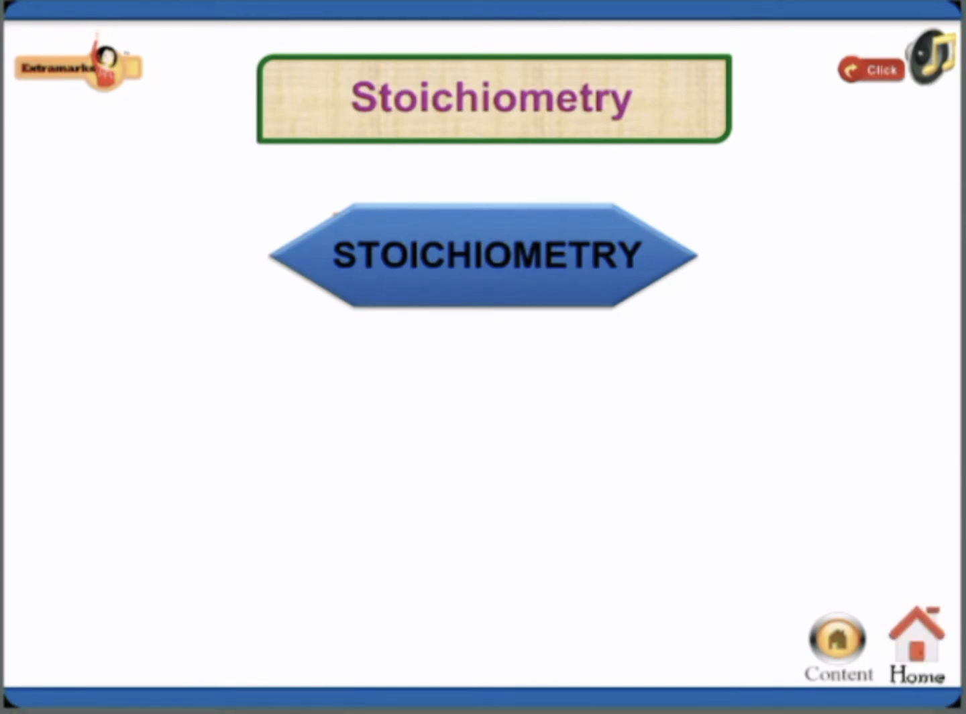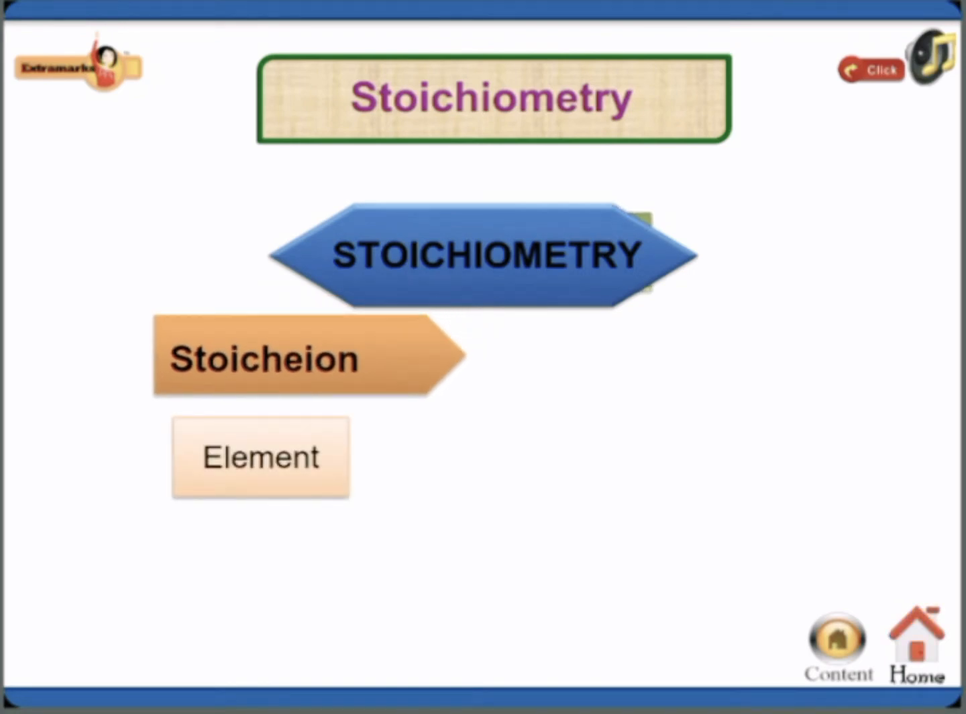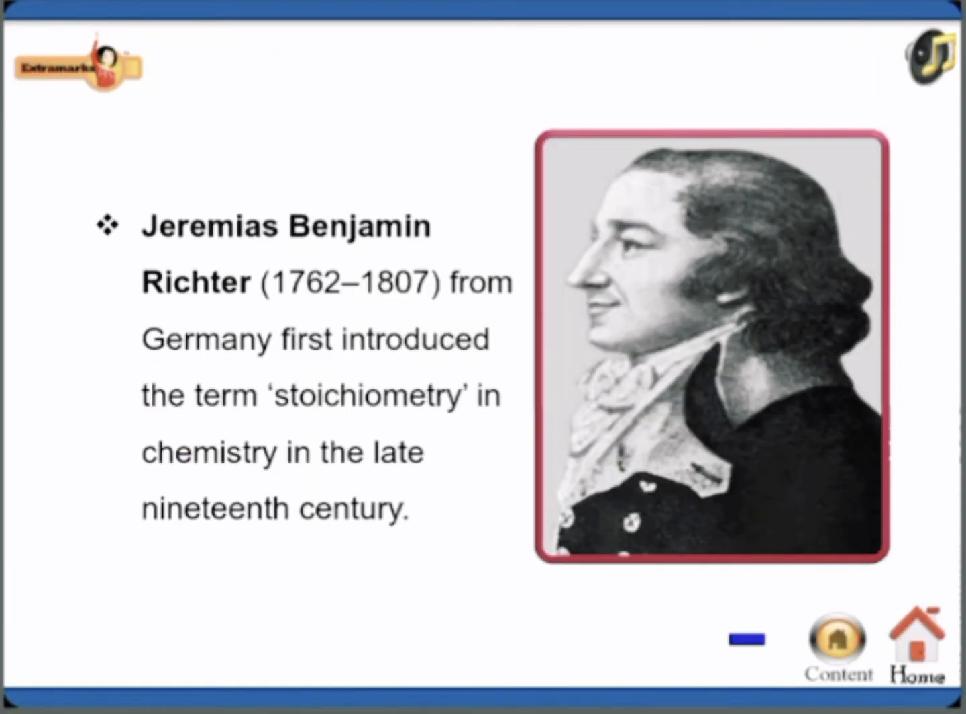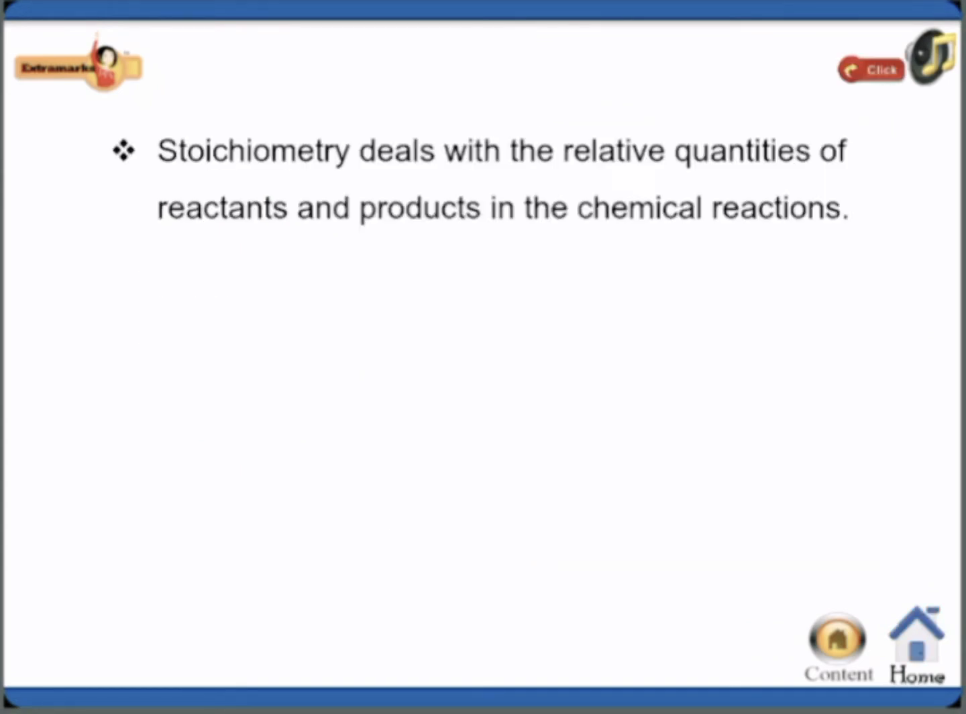Stoichiometry is derived from the Greek words stoichion, which means element, and metron, which means measure. Jeremias Benjamin Richter from Germany first introduced the term stoichiometry in chemistry in the late 19th century. Stoichiometry deals with the relative quantities of reactants and products in the chemical reactions.